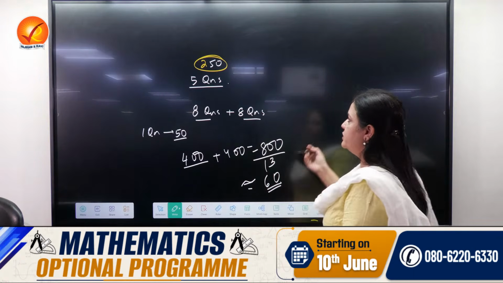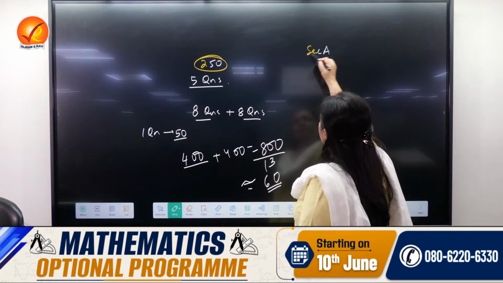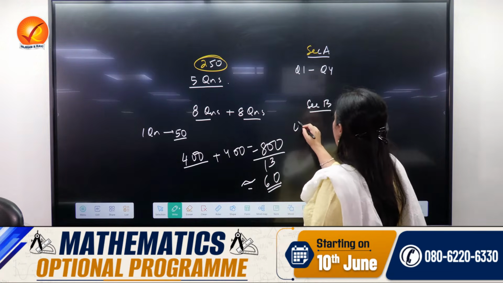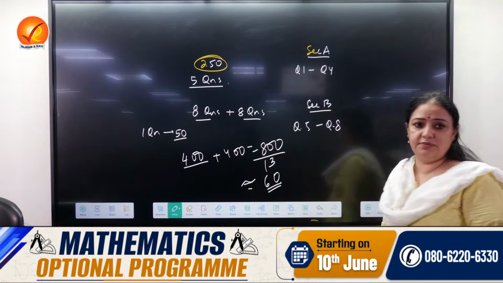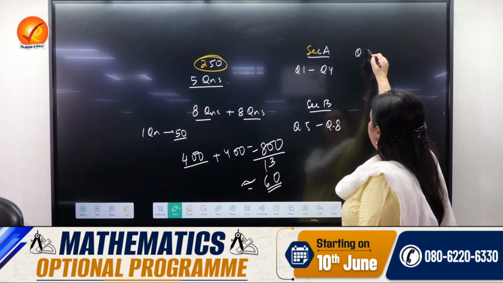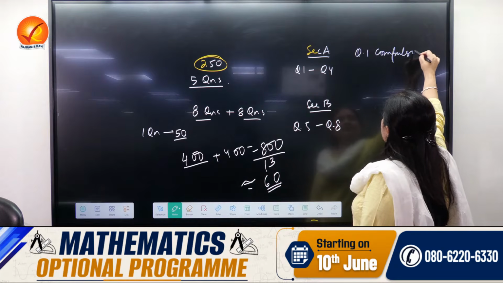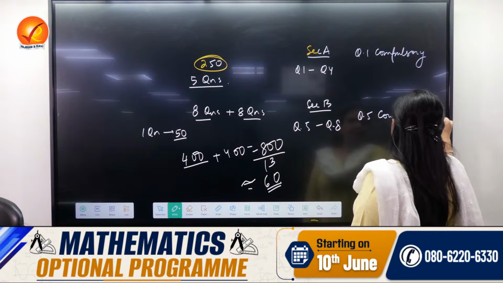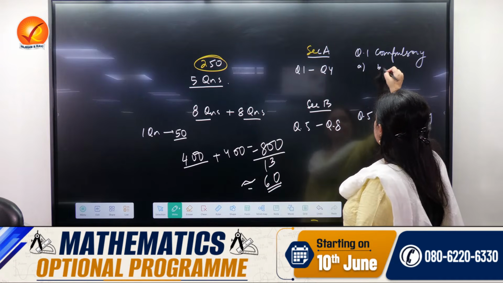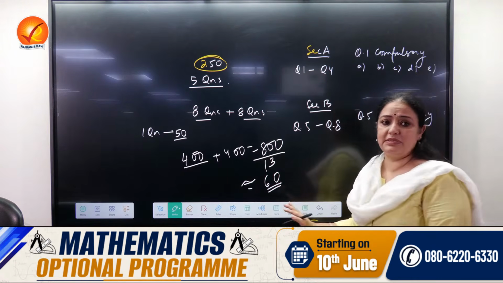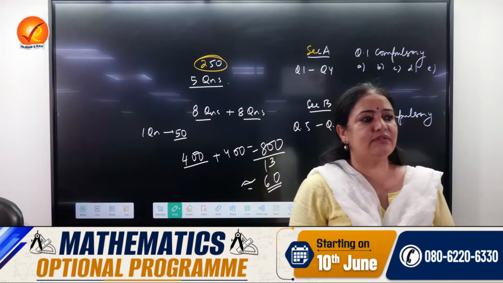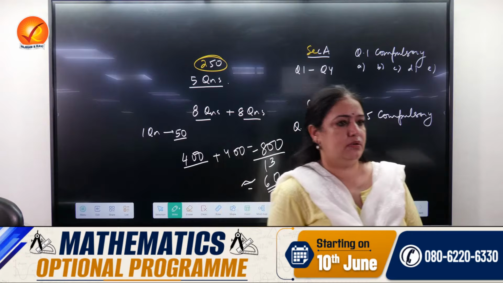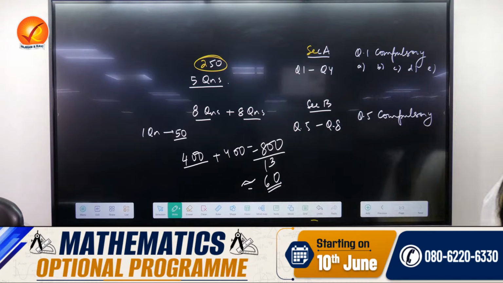Just in case you don't know, I will tell you that in any paper, section A will have question number 1 to question number 4, and section B will have question number 5 to question number 8. Question number 1 is compulsory. This is the structure in every paper. Question number 5 is also compulsory, and this will have 5 parts, A, B, C, D, E, all parts compulsory. Compulsory is what the examiner is asking. Sometimes we don't know a compulsory question, and that's okay. It doesn't matter.